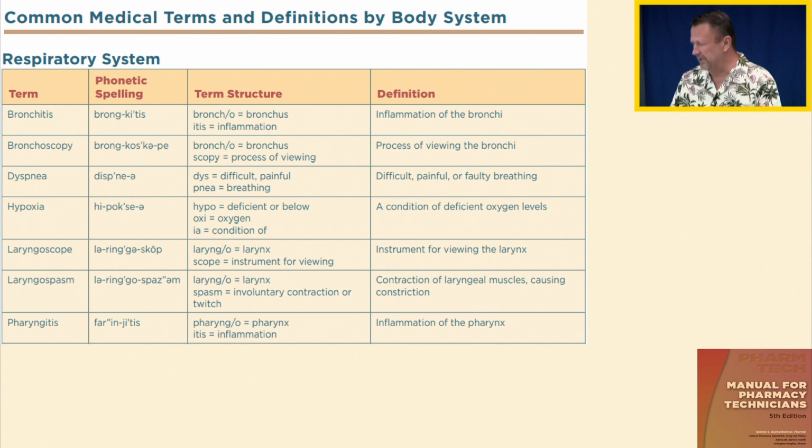Laryngoscope is an instrument for viewing the larynx. Laryngospasm is spasming of those laryngeal muscles. And then pharyngitis is inflammation of the pharynx.